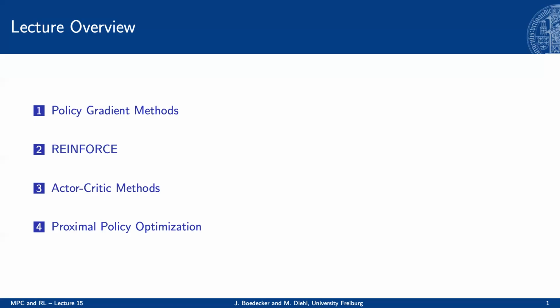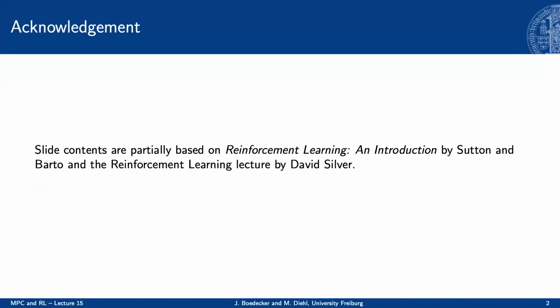So in actor-critic, we basically will have both: a value function estimation as well as a parameterized policy. And then finally, we'll take a quick look at a rather recent algorithm called proximal policy optimization, which is still one of the go-to algorithms these days to try, if you want to try a policy gradient method. Same acknowledgements: most of the material is based on the reinforcement learning book.